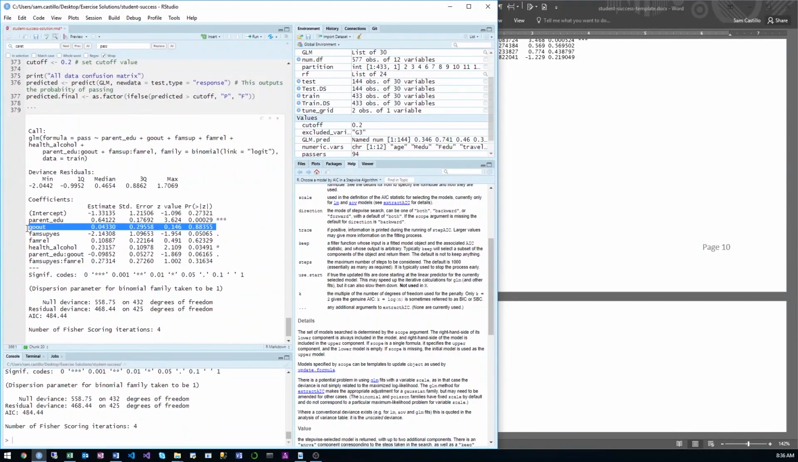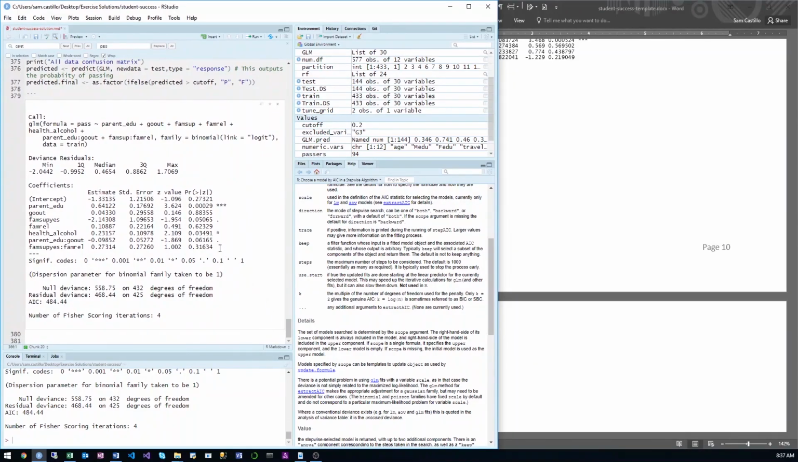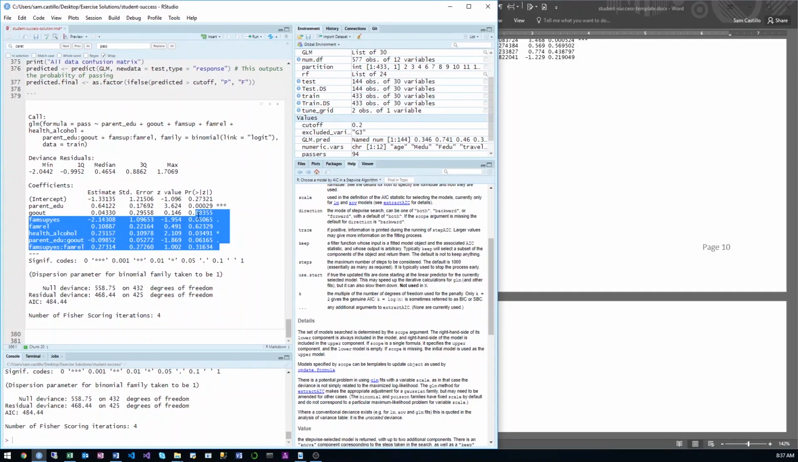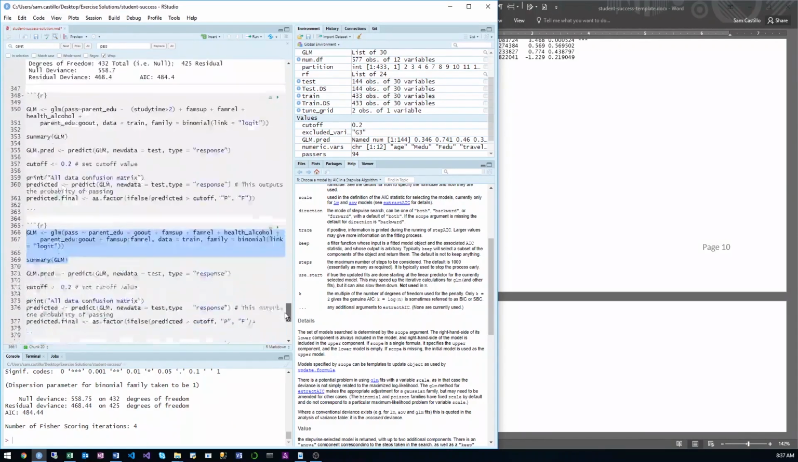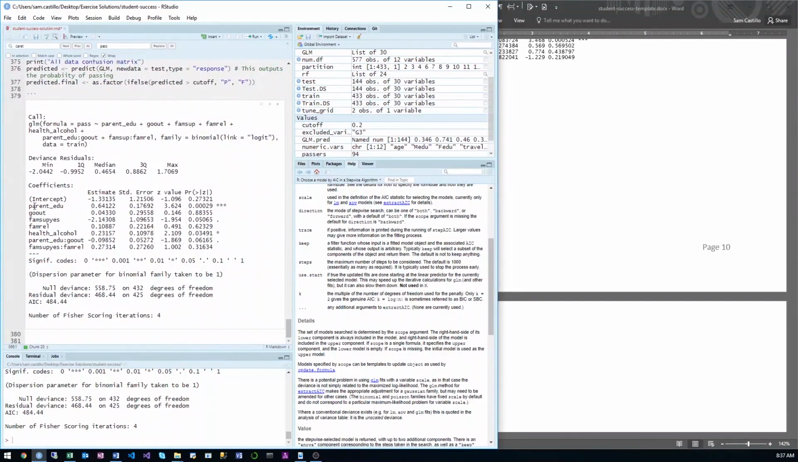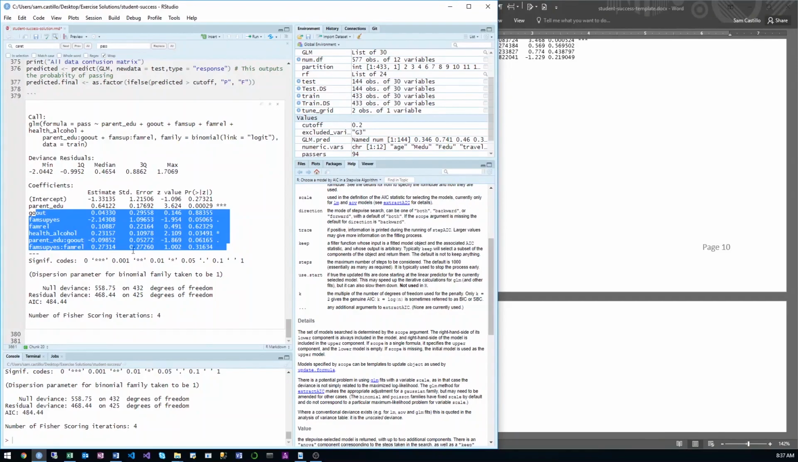And go out, still not significant. Family relation is now not significant. But we do have interaction between health, alcohol, parent edu, go out, and family support. So you could probably go 2 routes here. You could go the route of, I want a model that is completely statistically significant and all the p-values are significant. And that will probably result in fewer variables.